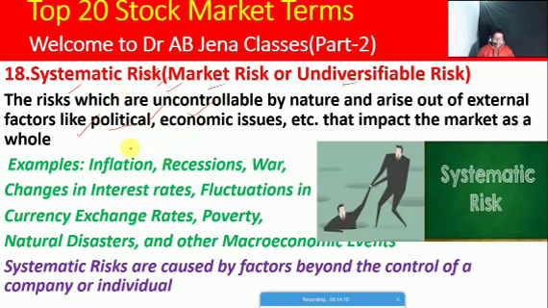So examples of systematic risks are inflation, recession, war, changes in interest rates, fluctuation in currency exchange rates, poverty, natural disasters, and also COVID-19 and other macroeconomic events. So systematic risks are caused by factors beyond the control of a company or an individual.